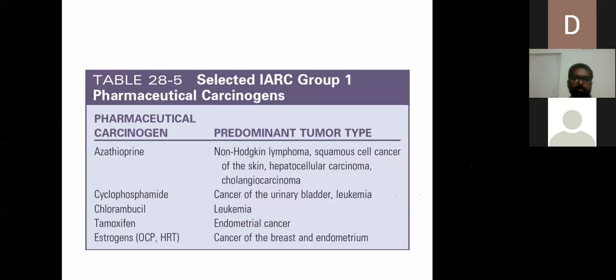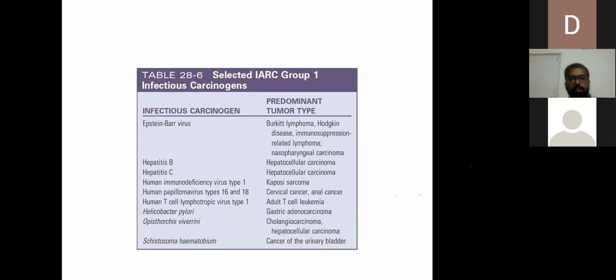These are all pharmaceutical carcinogens. You know, tamoxifen, though it is a treatment for CA breast, it can cause endometrial cancer, and estrogens, breast and endometrial cancer can occur. Then you have other drugs: azathioprine, non-Hodgkin's lymphoma; cyclophosphamide, though it's a chemotherapeutic drug, urinary bladder cancer and leukemia can occur. Infectious carcinogens, you will be aware of most of them. Papillomavirus, cervical cancer, anal cancer, H. pylori, schistosoma, everything you will be aware of.